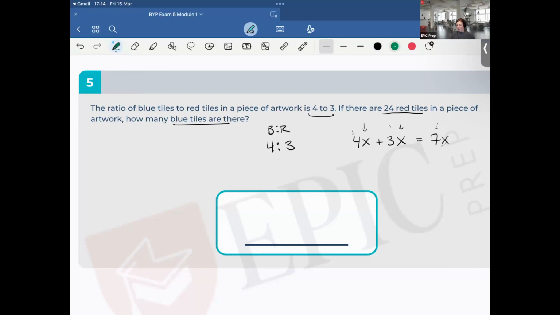However, I'm just given the information about red tiles, so I'm going to take this and say that 3x is equal to 24, x is equal to 8, and then I just have to go to the blue tiles, because they asked me how many blue tiles there are, which will be 4 times 8, which is correct answer 32. And that's what I would type in the answer sheet.